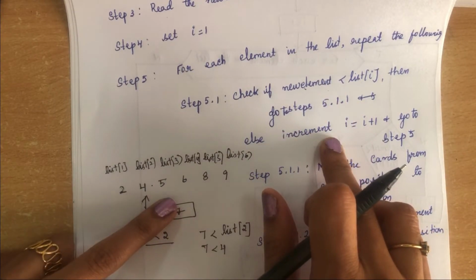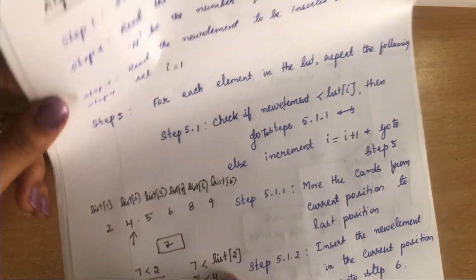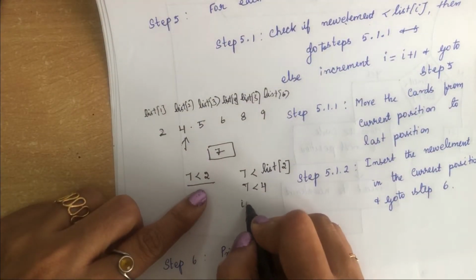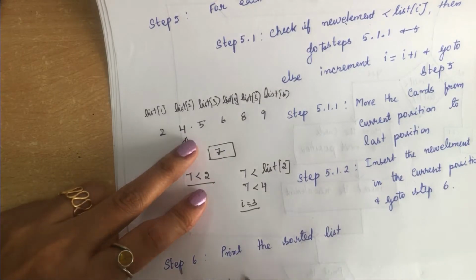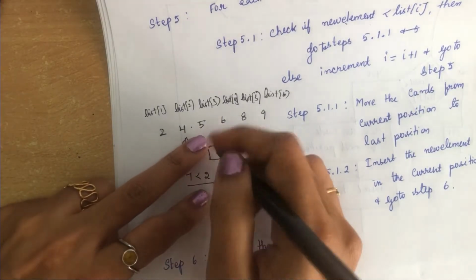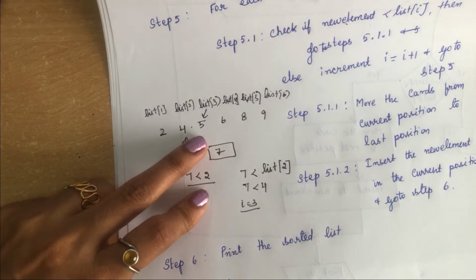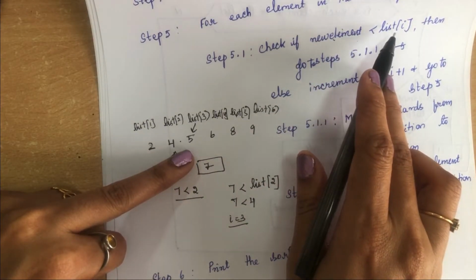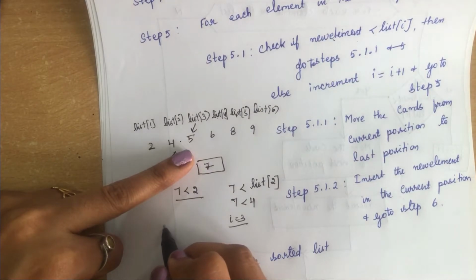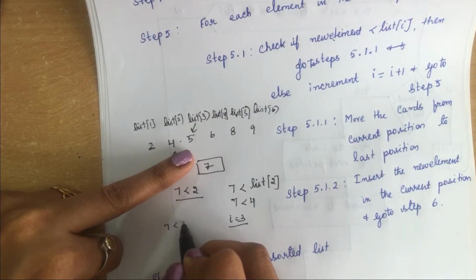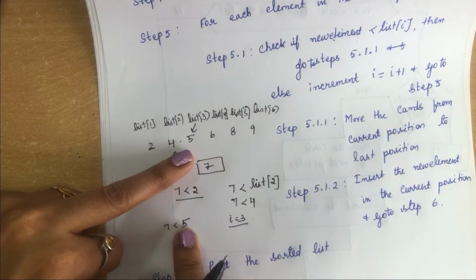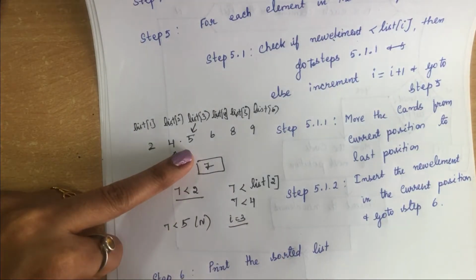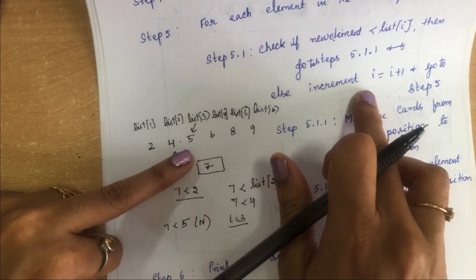Again the I value, initially it was 2, will become 3 now. So it will be pointing to this 5 now. Again we check if the new element is lesser than list of 3. That means, is 7 lesser than 5? The condition is again false, so it goes to increment this.